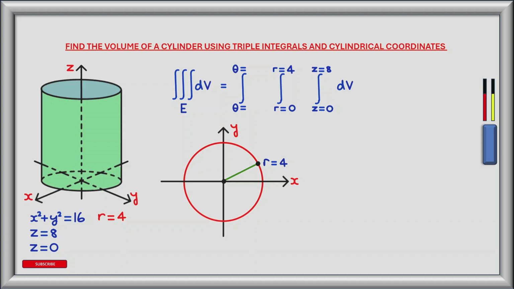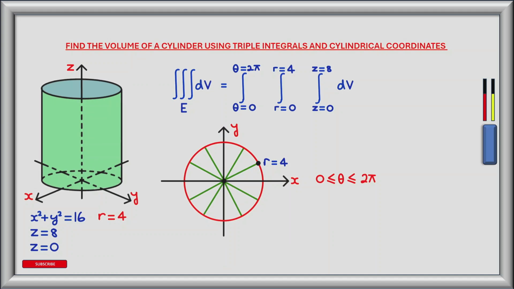And to find the limits of integration for theta, we need to look at the coverage of r as it rotates anti-clockwise around the circle. As we can see, r goes full circle and therefore rotates the full 2 pi or 360 degrees. So the lower limit of integration for theta, where theta begins, is at 0, and the upper limit of integration is where theta finishes, and in this case it's 2 pi radians. So now we've defined our region using the limits of integration.